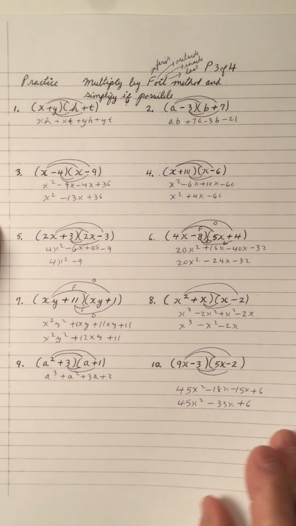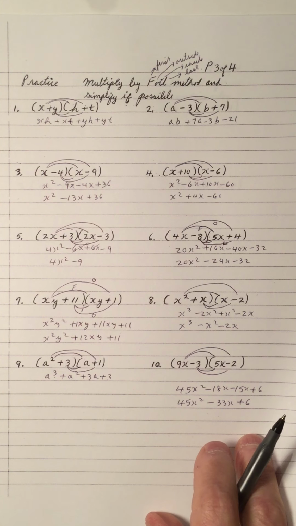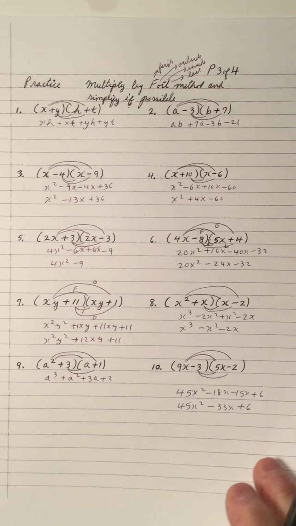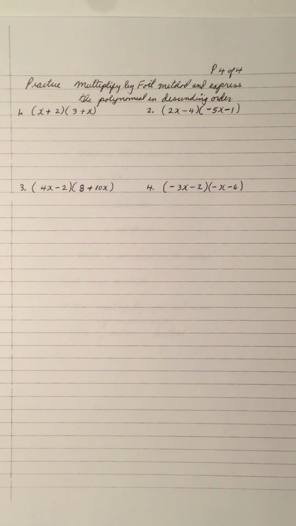Lots of practice. The more you practice on the FOIL, the better you get. Again, you can't go wrong with practice. Practice makes perfect. And when you get it right, you like to do more. When you get it wrong, you don't like to do too much.